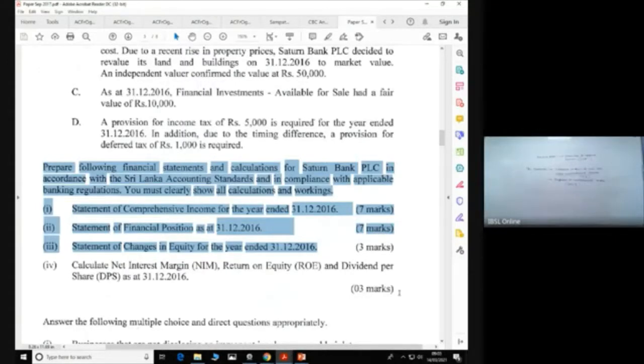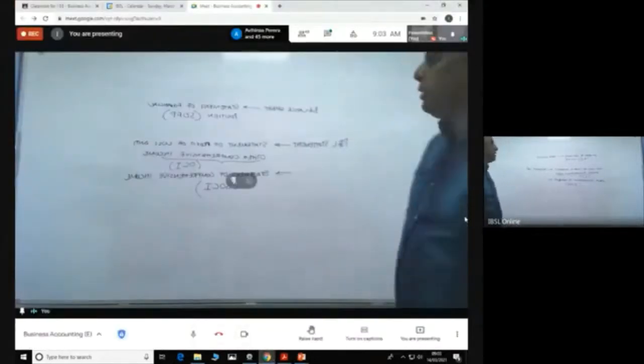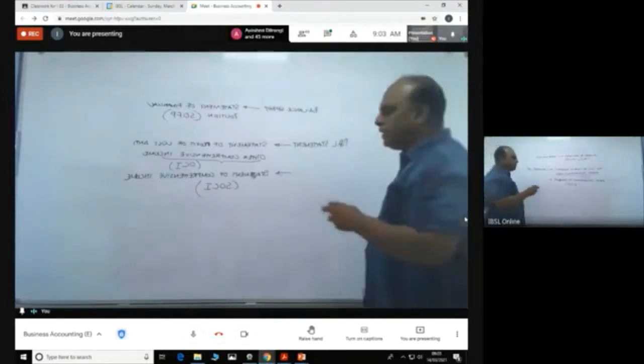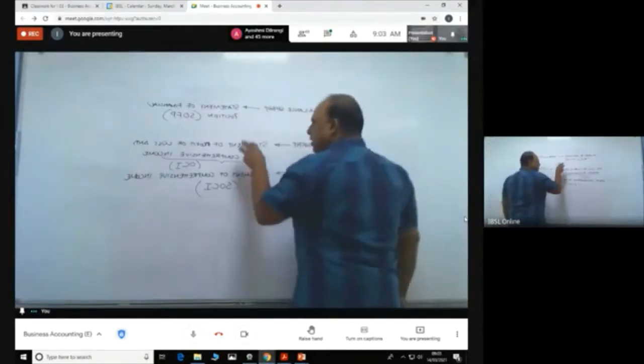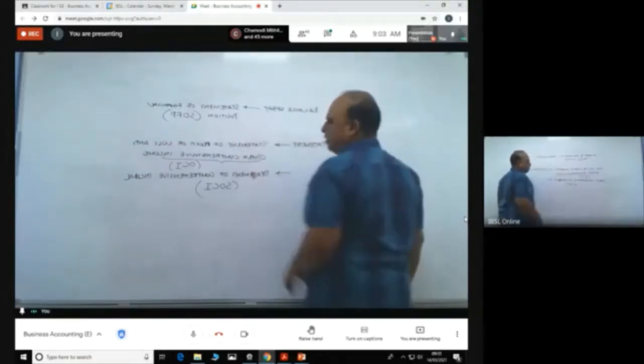Then the second part, of course, you see the statement of financial position. Third part, statement of changes in equity. So going back to the first point, they want you to prepare a statement of comprehensive income. Now, what is this statement of comprehensive income? That is what we have been talking about. So the statement of comprehensive income should have the statement of profit or loss and the other comprehensive income. Okay. So companies can prepare this in so many ways.